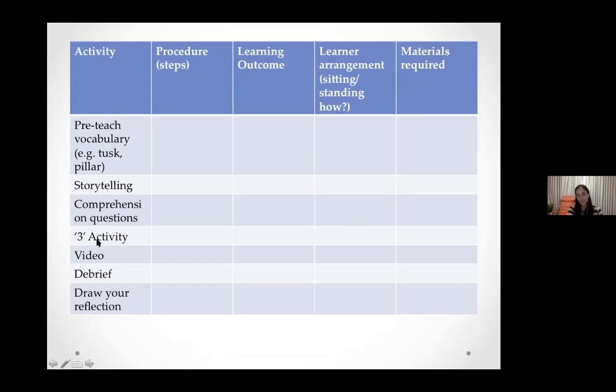Then the 3 activity, which you guys did, then the video. So there's listening and there's speaking, there's reading, there's writing. But then at the end, you can either get them to write a story about a conflict that happened because of different perspectives, or you can get them to draw what they think about how we have to listen to the whole picture, the whole story, something like that. Okay.